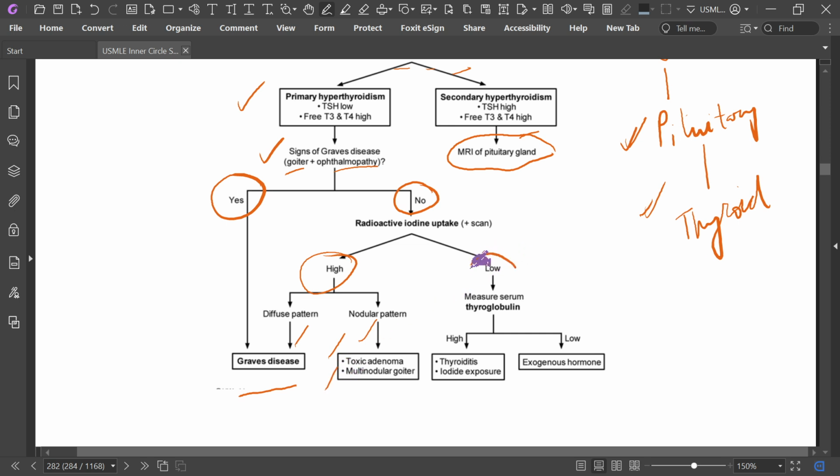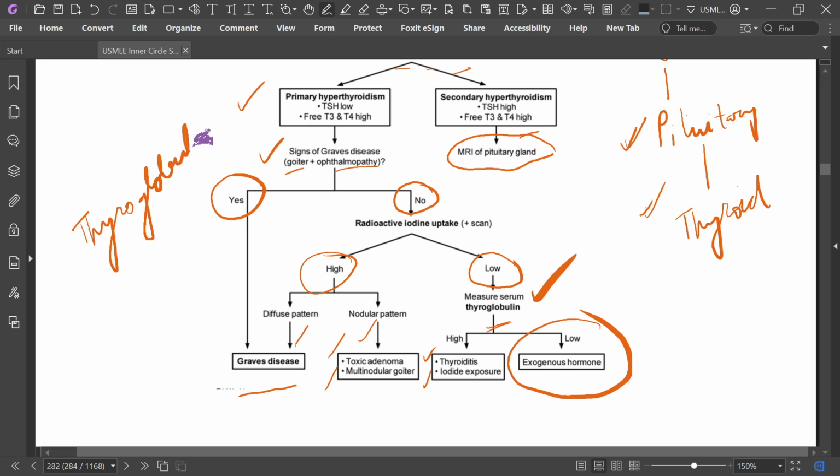If radioiodine uptake is low, measure serum thyroglobulin. If serum thyroglobulin is high, then it is either thyroiditis or iodine exposure. If it is low, then it may be due to exogenous hormone. If thyroglobulin is low, then it is exogenous hormone.